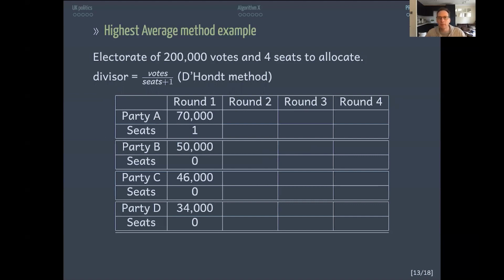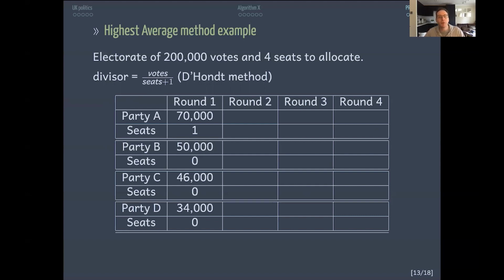This is used in a number of countries, and it used to be used in the UK when they took part in EU elections. The divisor method is we divide the number of votes after each round by the number of seats plus 1. So in round 1, none of the parties have any seats, so we just do a full count and see who has the most votes. Party A has the most votes with 70,000, so we allocate them 1 seat.